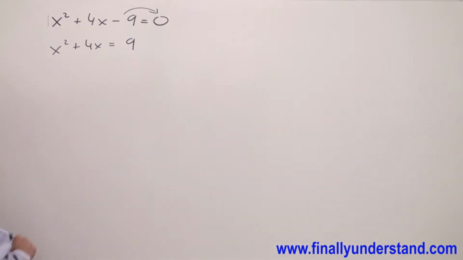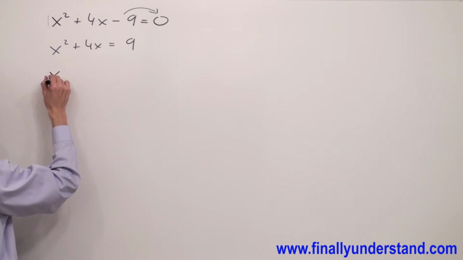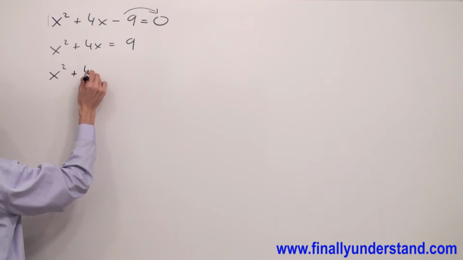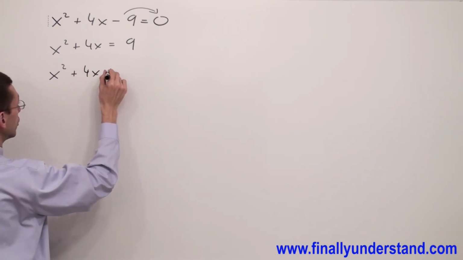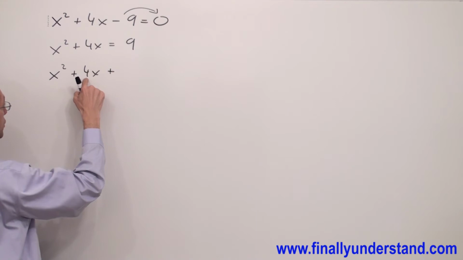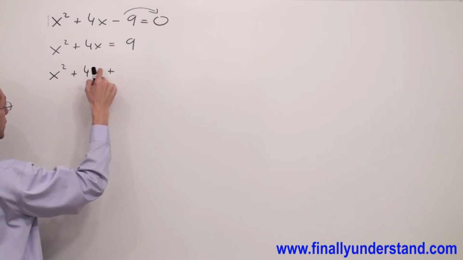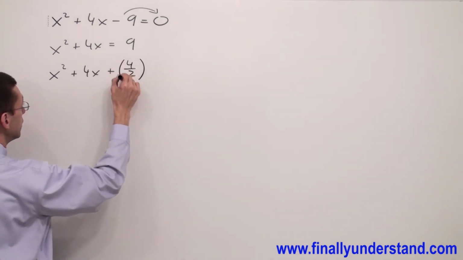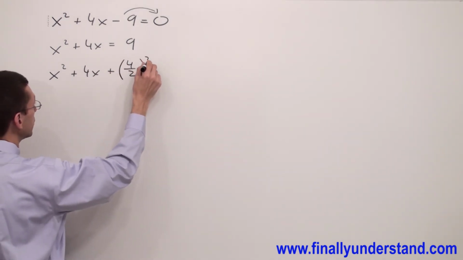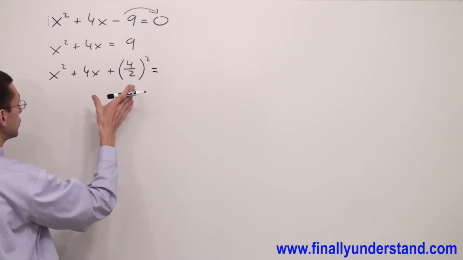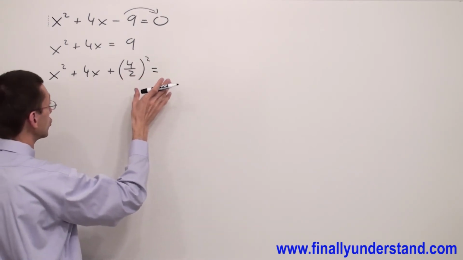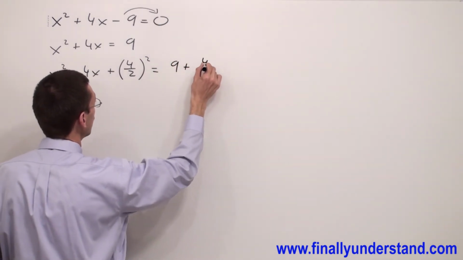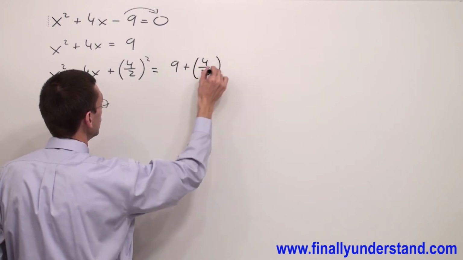Next, you're supposed to copy the first x squared, copy also 4x. Next, you're supposed to add. You're supposed to take this coefficient and divide it by 2, 4 divided by 2, and raise this fraction to the second power. Whatever you add to the left side, you have to add also to the right side. That's why you are going to write 9 plus 4 over 2 to the second power.